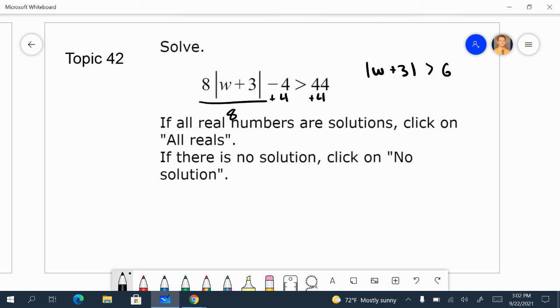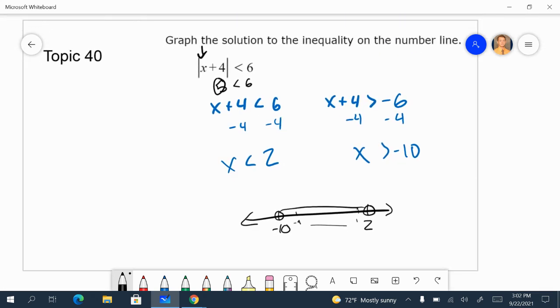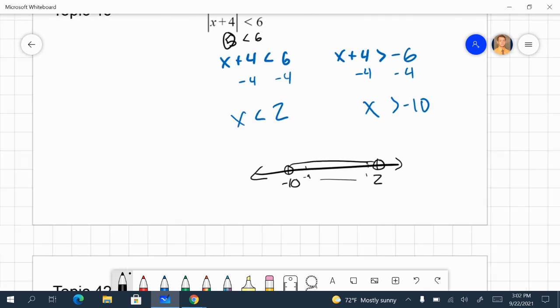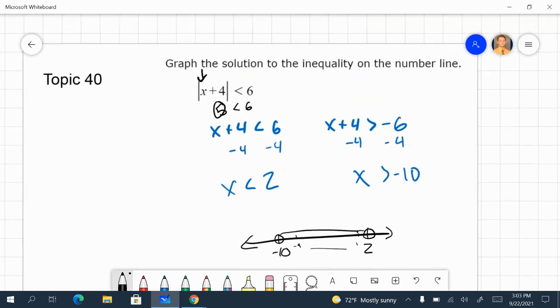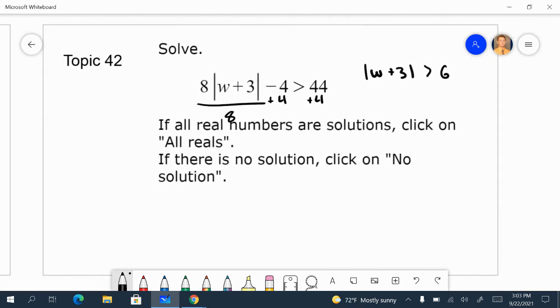Then it's just the same problem that we've been doing. It's the same exact problem as topic number 40. So I could just kind of stop there, but I'll set it up at least for you. And then if you're not sure what to do next, go back to topic 40 in this video and watch how it ends. But my setup for this will be w plus 3 is greater than 6, just like it says in the question, without the absolute values. And then for my second one, it's going to be w plus 3 is less than negative 6. So those are your two equations. Solve them, graph them, and you should be good to go.